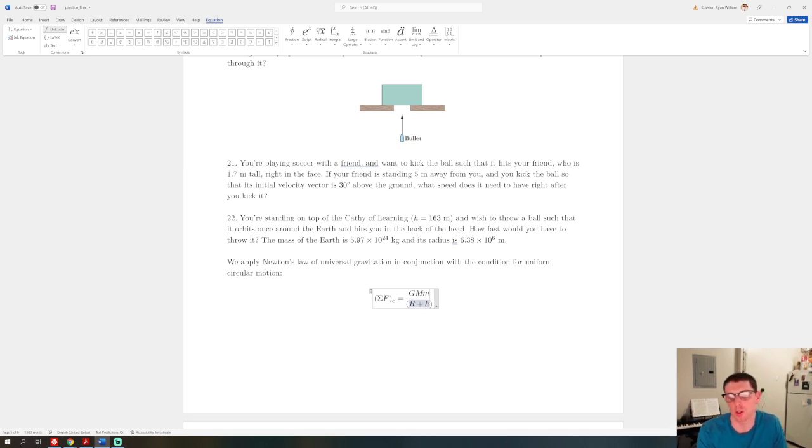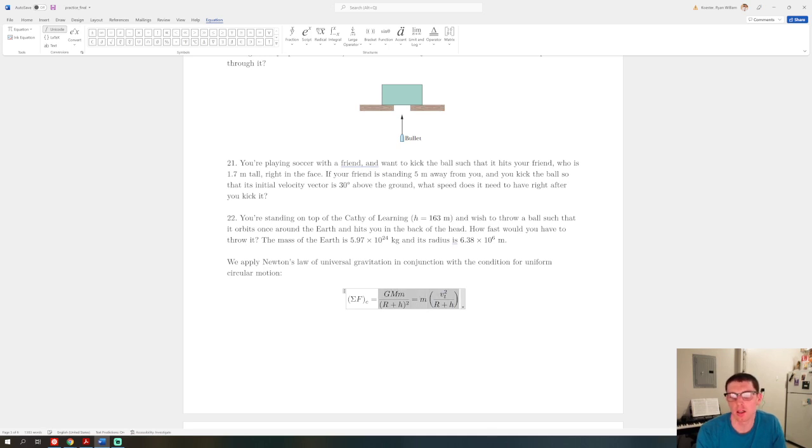So we have to call this R plus H squared as opposed to just R, because just saying big R squared in the denominator here would be the surface of the Earth at sea level. And we're a little bit higher, right? We're like 163 meters higher than that. And then we just say, well, this equals the mass times the centripetal acceleration. But remember that the centripetal acceleration is v squared over r, right? We could even write v_t here for the tangential velocity, just to make that clear. And it's over R plus H in this case.